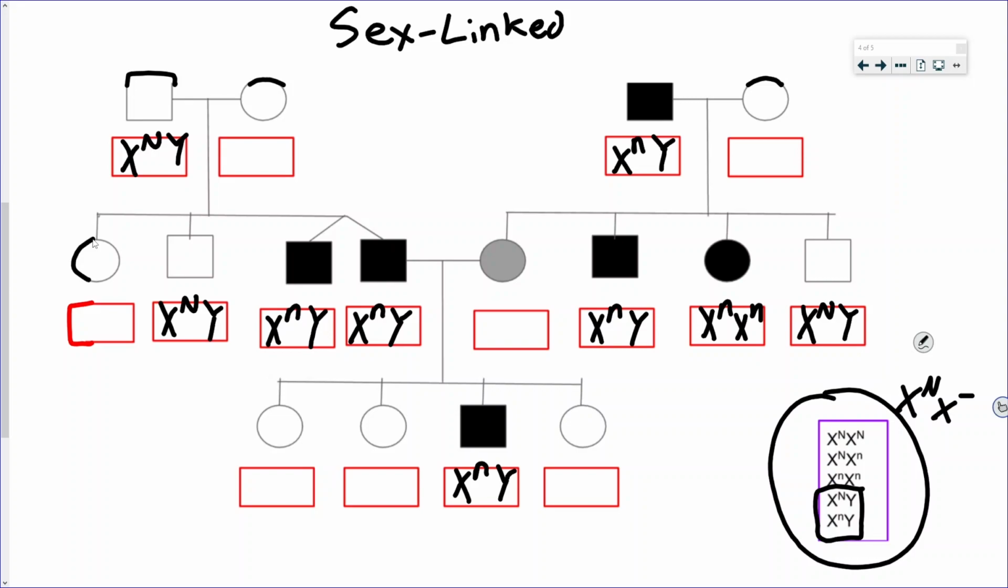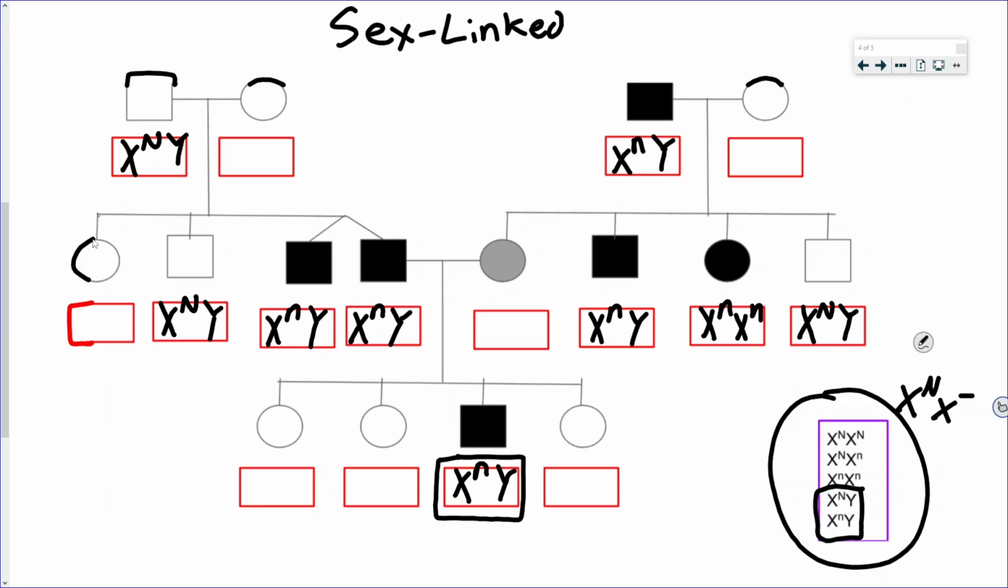And so now for all of those females that are not shaded, I know that every single one of them has at least one capital letter in it. So all of the ones, if I go through, I could go ahead and write that in now. But again, what I like to do is work my way backwards from an individual that I've already started with. So if I look at this male that's down here, which is X lowercase and Y, I can work back to my parents.